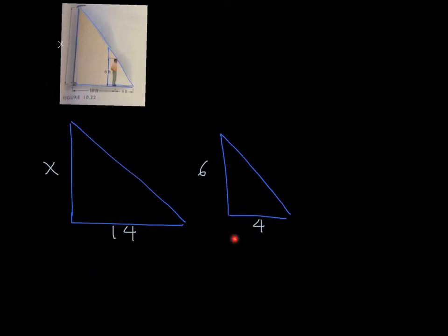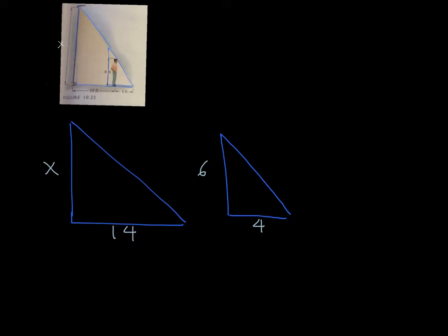So we have some lengths here, and let's go ahead and put them in. Here we have 6 feet for the man and 4 feet. And we have X. And remember, this base represents all of this. So this is 10 plus 4, so I know that this is 14.